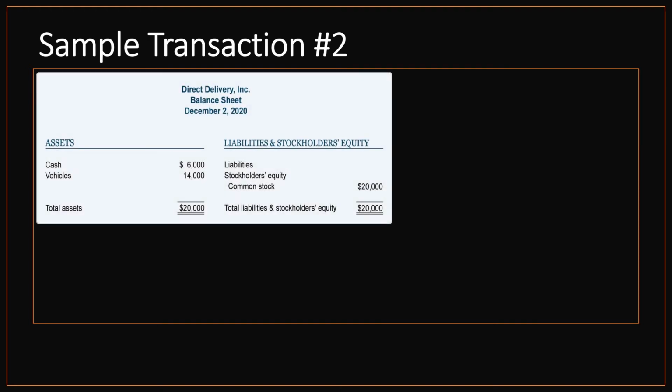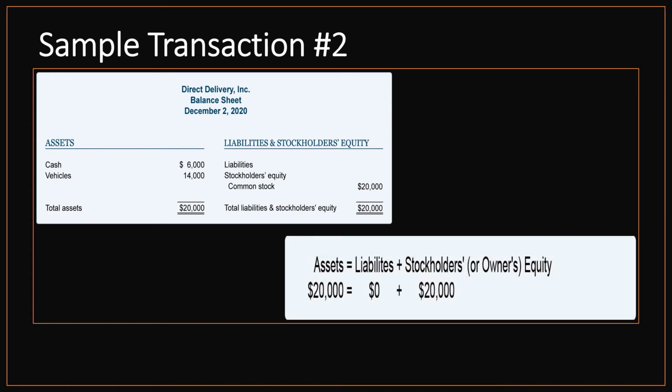The balance sheet will look like this after the vehicle transaction is recorded. The balance sheet and the accounting equation remain in balance.